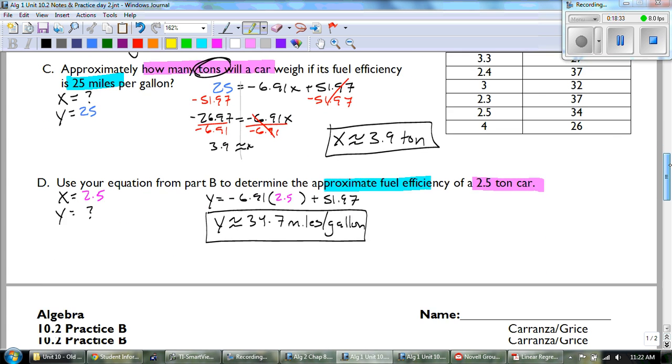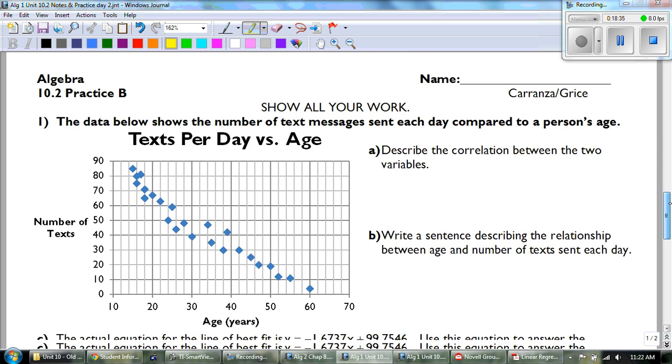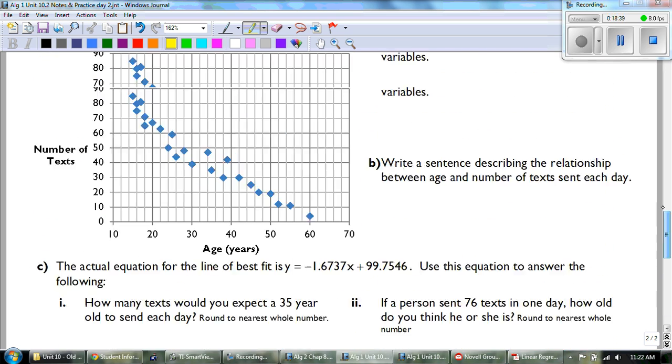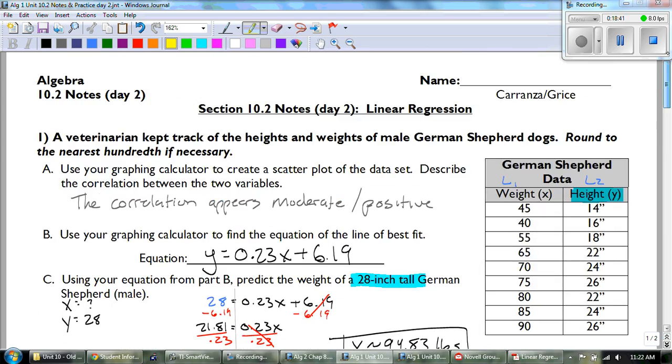All right, now your homework is 10.2 Practice B. We've got it right there. If you need any help, please come find Ms. Carranza or myself. We would love to help you out. Once again, that's why we get paid the big bucks here at Addison Trail High School.